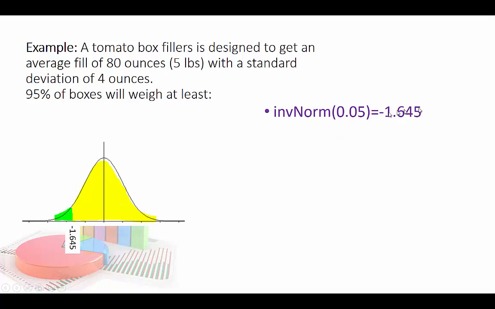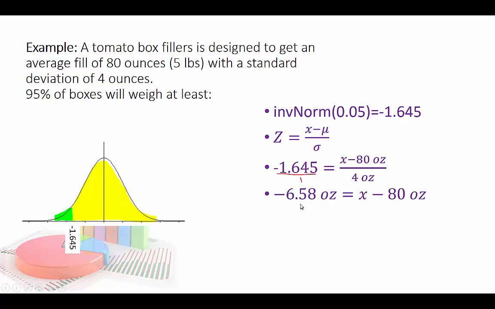I could have also looked it up on the table. It would have probably given me somewhere between negative 1.64 and negative 1.65. Okay, so now I have the z-score, and I can go backwards. Let's write down our formula and put in the z-score. We know our average and we know our standard deviation, and we can solve for the x that goes here. Cross multiply, and you get negative 6.58 ounces equals x minus 80. Add 80 to both sides and you get 73.42 ounces. So 95% of the boxes weigh at least 73.42 ounces.